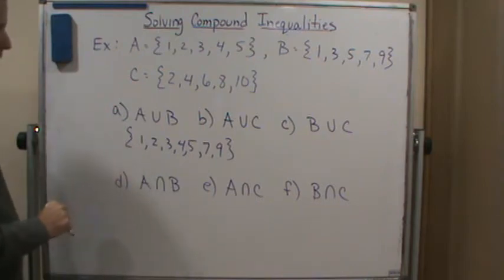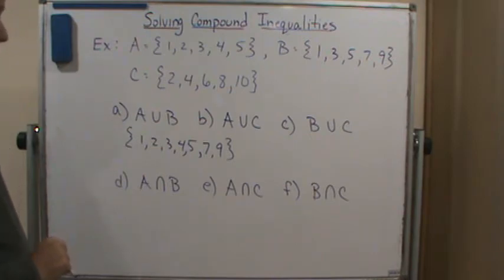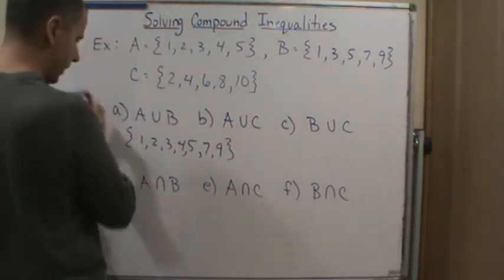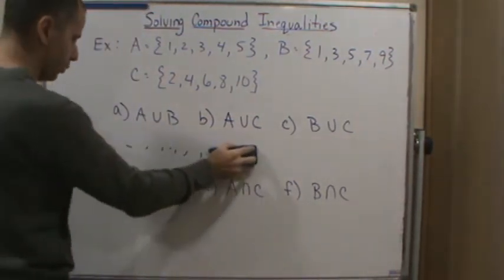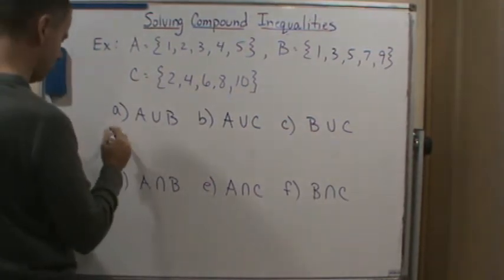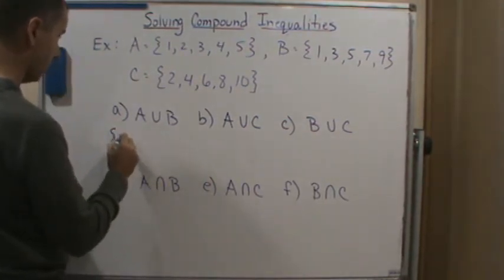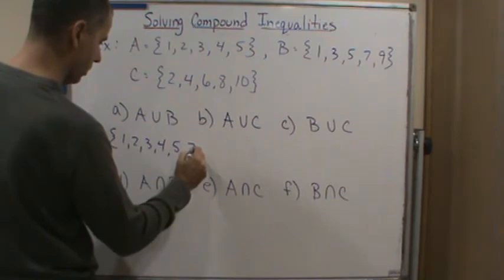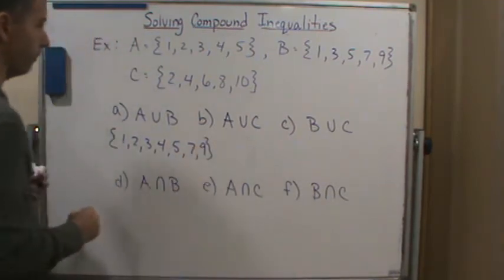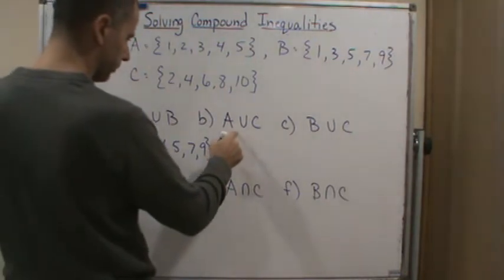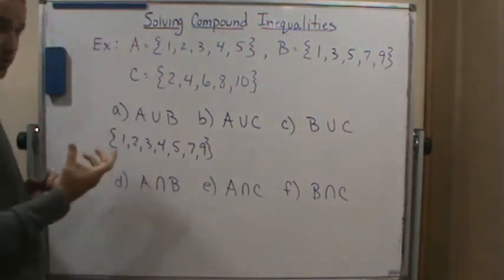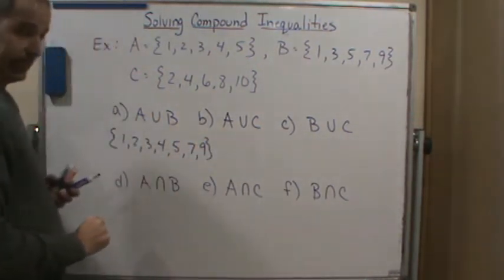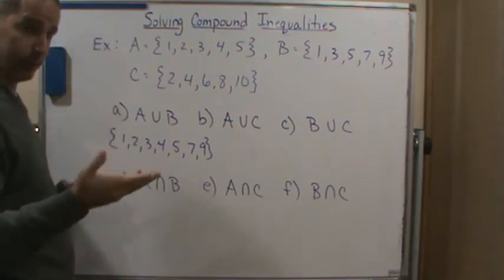That's the answer. Now, what about A union C? Let me move this down a little bit, give myself some room. Okay, so now, A union C means, again, what does the union mean? This means I want everything that's in A and everything in C, and then get rid of any duplicates.